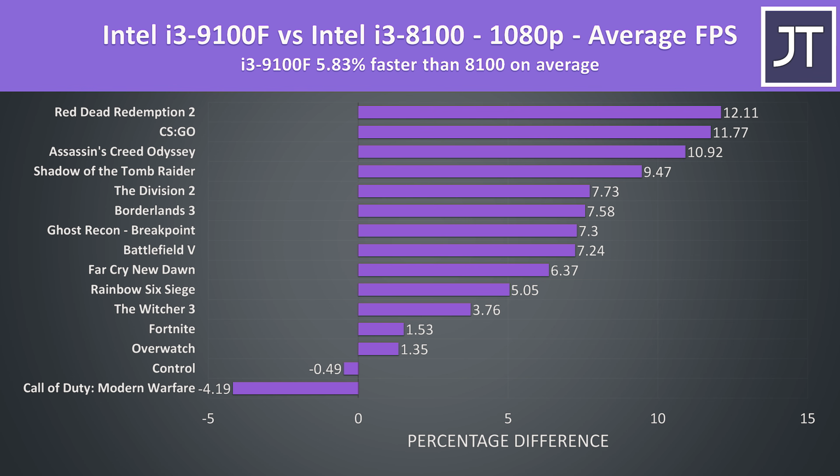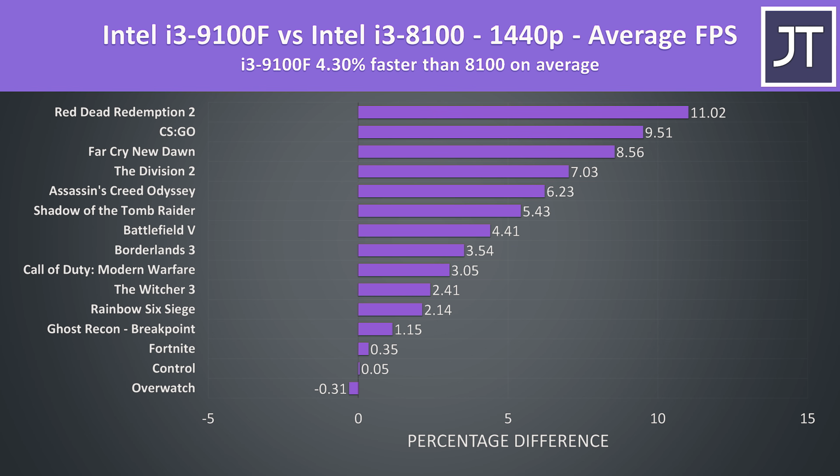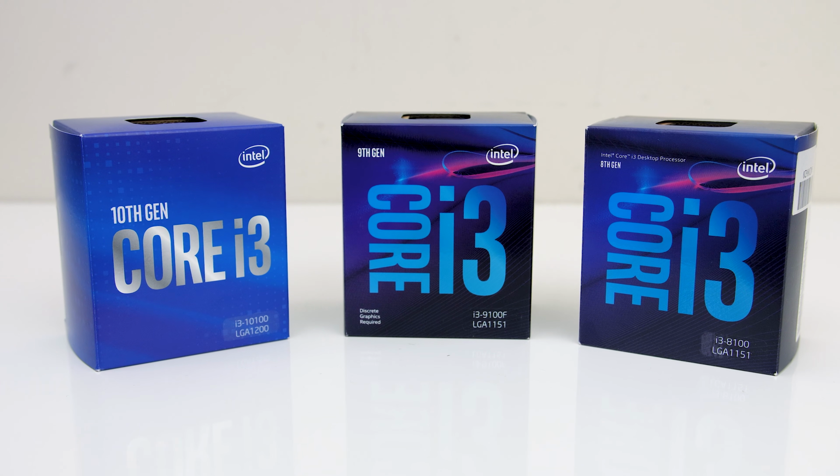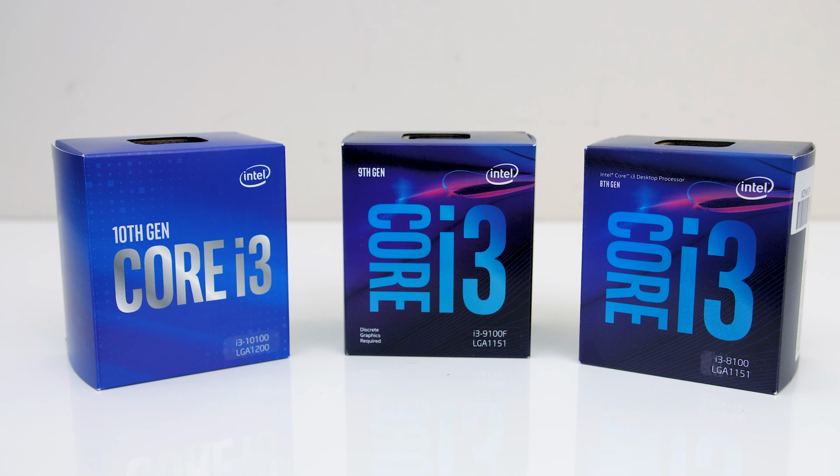There's much less of a difference when we look at how the 9100F compares with the 8100. At 1080p, the 9100F was less than 6% faster, while this lowers to around 4% at 1440p, which I think really helps illustrate how much extra performance is on offer from the addition of hyperthreading. Yeah, the extra clock speed would be helping a bit too, but it's nice to have this here.